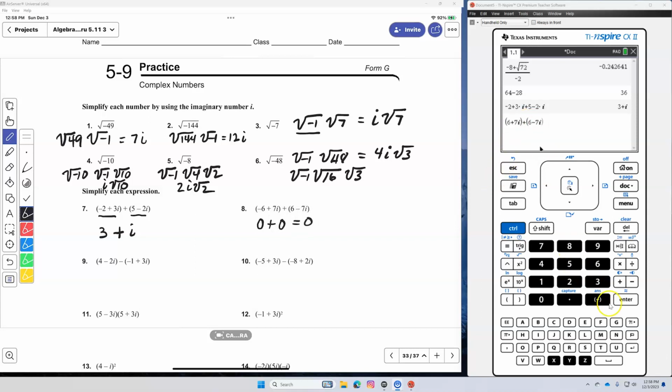I've typed it into the calculator to check. So what do we have? We have 12. So I did something wrong, unless I typed it in wrong here. Oh yeah, I typed it in wrong. I missed the negative here. So it should be 0.